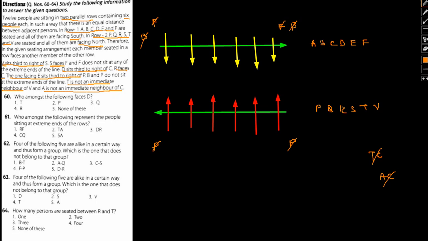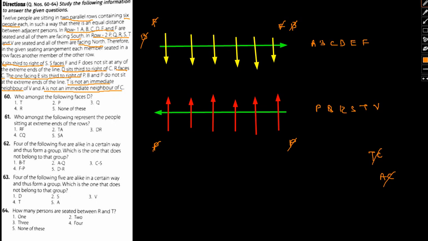Now still we haven't got any idea regarding the positioning of each and every person. So let's do one thing. V sits third to the right of S is given. S faces F and F does not sit at the ends, and D sits third to the right of C. Okay, so multiple cases can be done. Third to the right of C: if C is here, first, second, third. So two particular cases can be done.